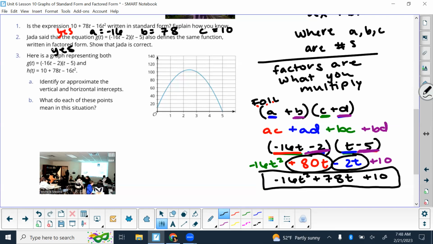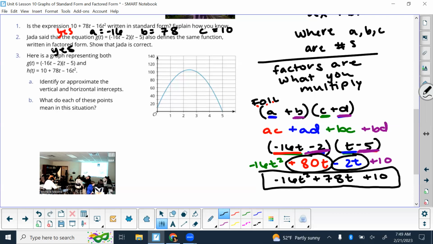Okay. So here's a graph representing both the functions. Why does it look like there's only one graph line? Or one line graph? Because they're exactly the same, they would be right on top of each other, right? So that's another way you can tell that she's correct, is if you graph both of them, if they're right on top of each other.